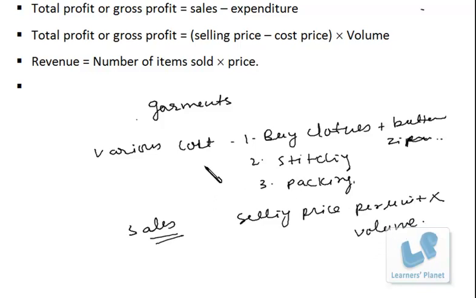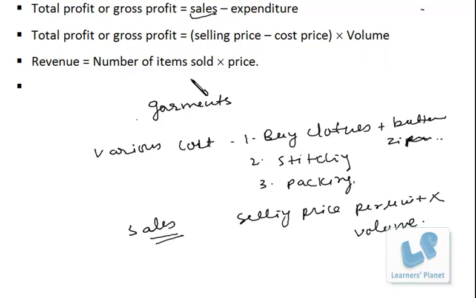Okay, so the difference between cost and sales is actually profit. Now cost is not the cost of a single piece. Whatever the volume they are producing, the total cost taken together is the total cost of manufacturing, right? So total profit or gross profit is sales minus expenditure. Similarly, total profit or gross profit is selling price minus cost price into volume, right? Now what is revenue?